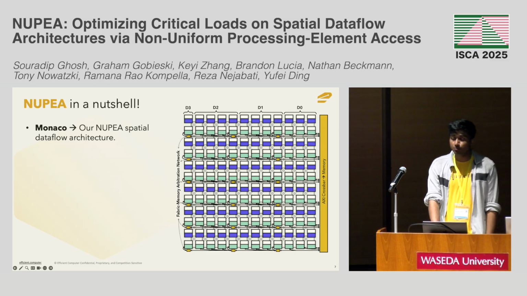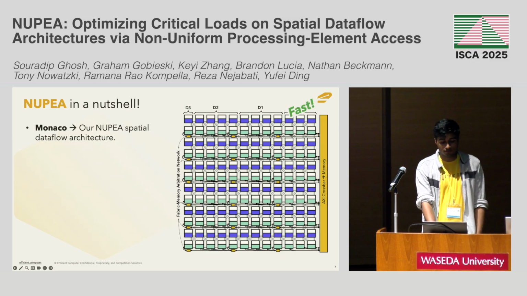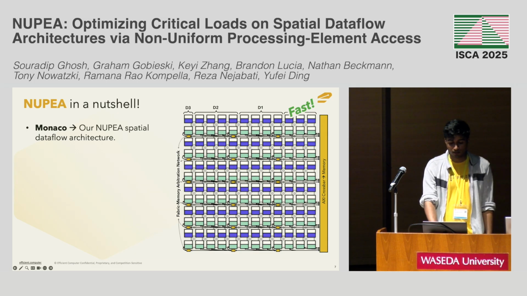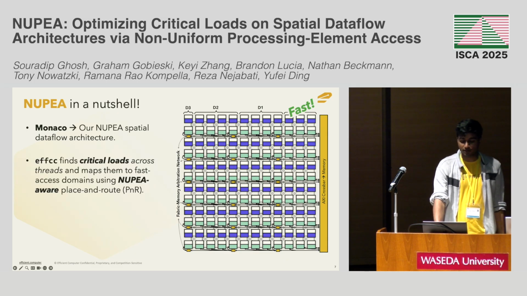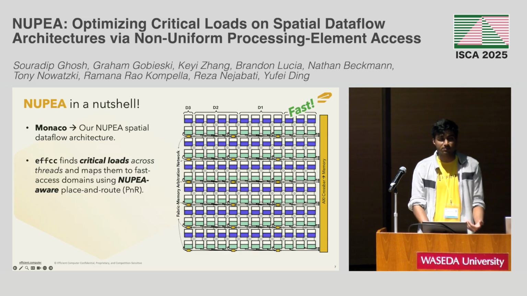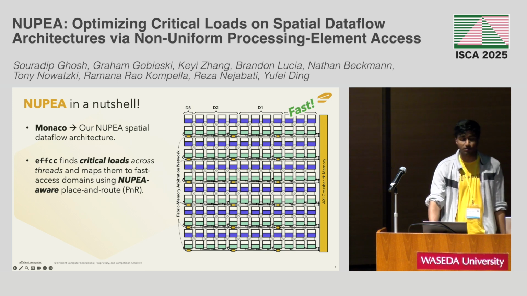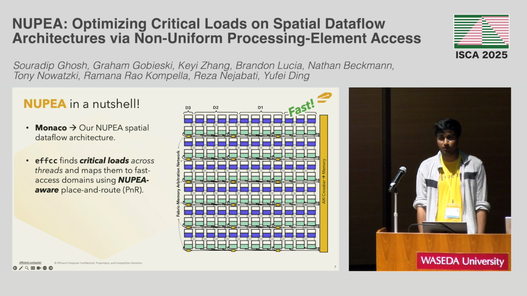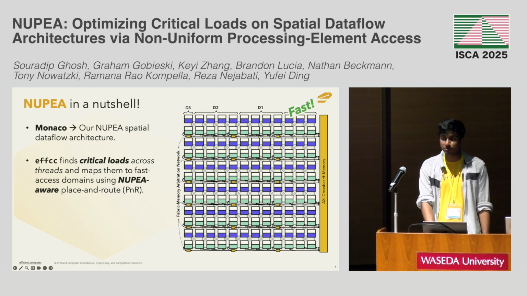So Monaco has NUPEA domains listed at the top, with D0 being our fastest domain, able to achieve zero-cycle PE to memory latency. The Efficient C compiler, or FCC, is a parallelizing compiler that takes advantage of these NUPEA domains and finds critical instructions across threads and places them in fast access domains during place and route. Both Monaco and FCC are industry products from Efficient, and Monaco was recently taped out and deprecated.